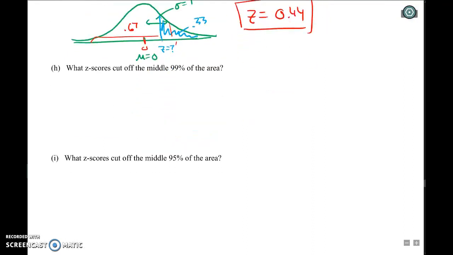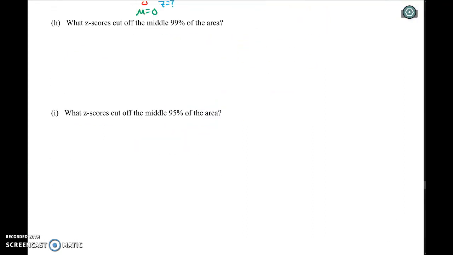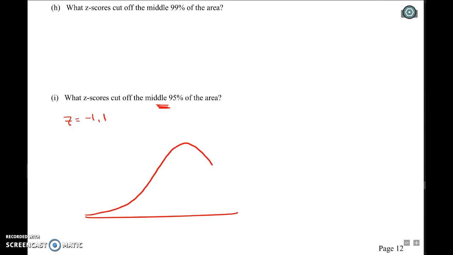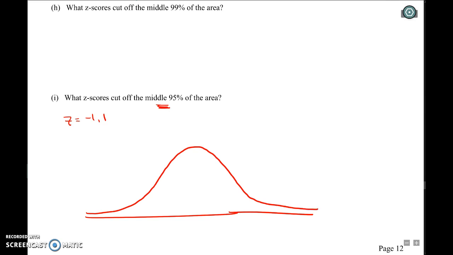The middle 99%, or the middle 95%. Maybe we can just do one of these two. We've got a minute left. I should do this one. Now, normally you would say, well, I already know that the z-scores are -1 to 1. But remember that 68, 95, 99.7 rule was actually just an approximation, and not as good of an approximation as it could have been. Let me show you.